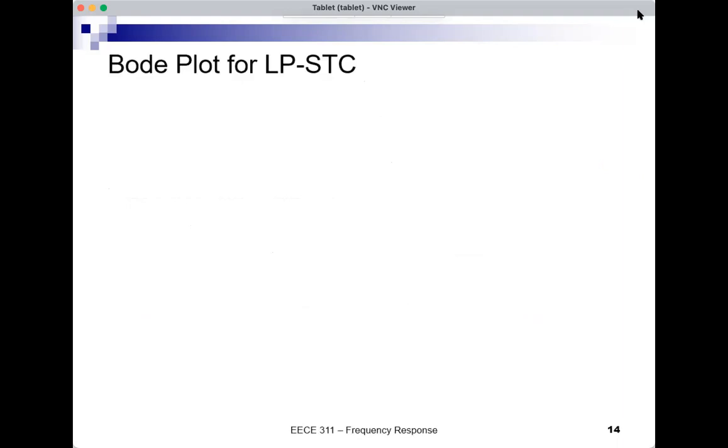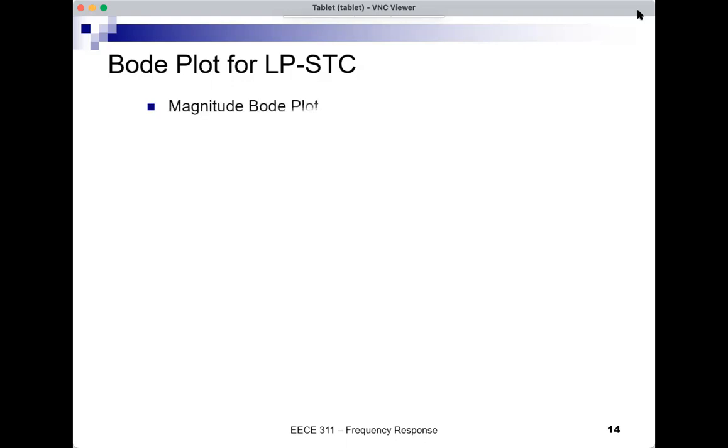But the Bode plot is special in that the y-axis for magnitude is in dB. So it's not in volt per volt for voltage gain. It has to be in dB. And the x-axis is log scale also. So I don't show omega as 1, 2, 3. I show omega as 1, 10, 100.